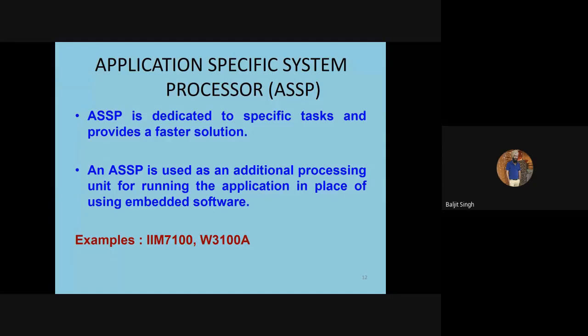And an ASSP is used as an additional processing unit for running the application in place of using embedded software. You might have heard that nowadays there are various co-processors only for camera processing in mobile phones or any other embedded processing, used in many laptops and mobile phones. So they are used for very specific applications, and they are an example of ASSP.